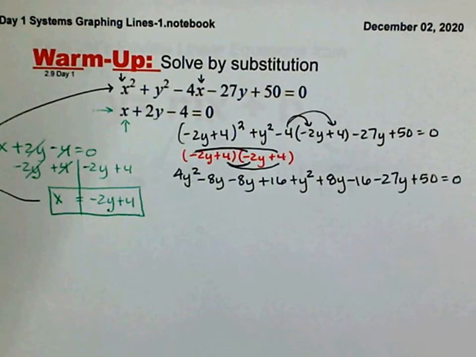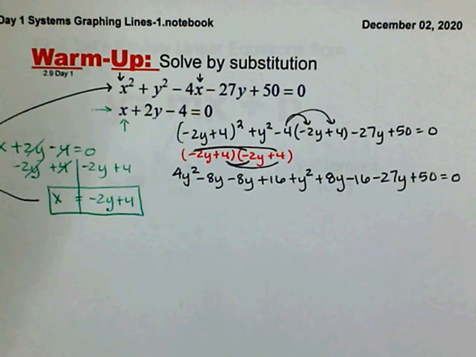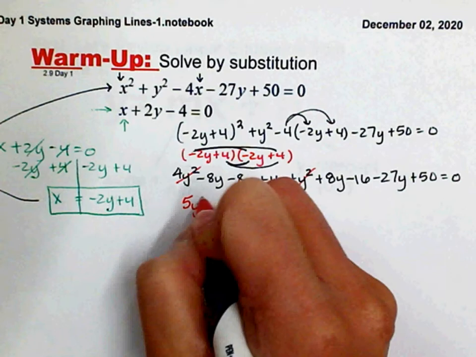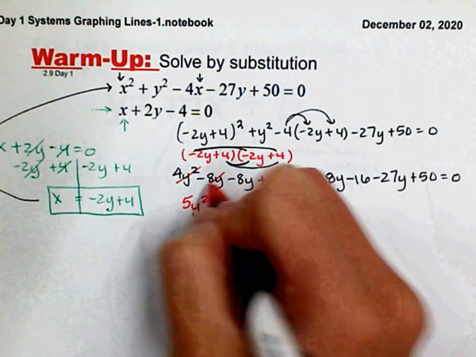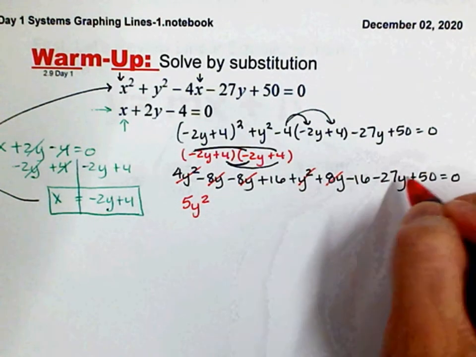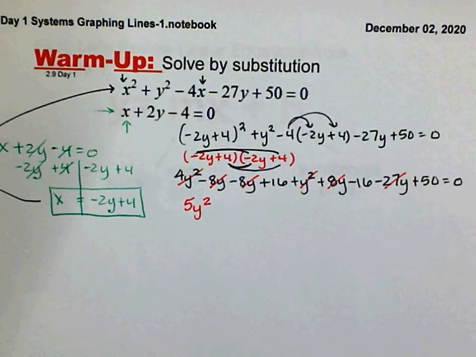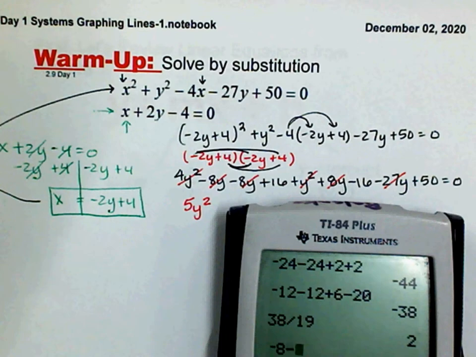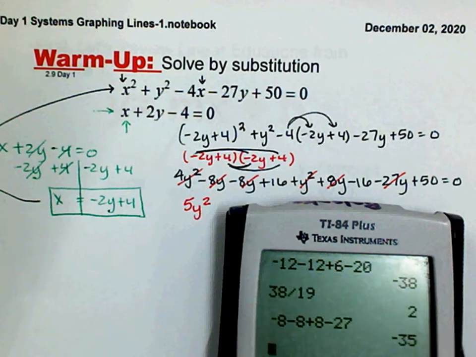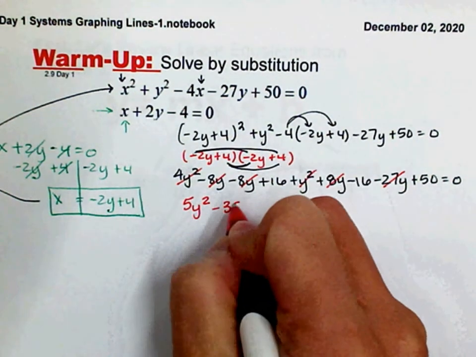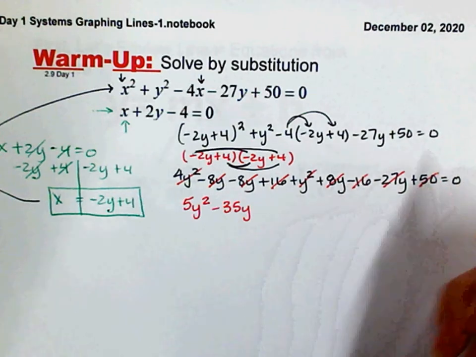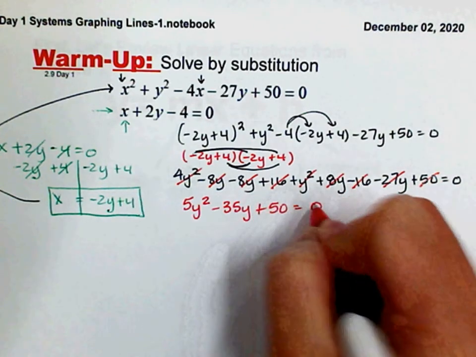So now we are going to combine like terms, and I'm going to do it in a different color. 4y squared plus y squared is 5y squared. Negative 8y minus 8y plus 8y minus 27y. Let's go to my handy calculator because I don't want to do the math. Negative 8 minus 8 plus 8 minus 27. Okay? Comes out to be negative 35y. And then you have 16 minus 16 is 0 plus 50. So plus 50 equals 0.